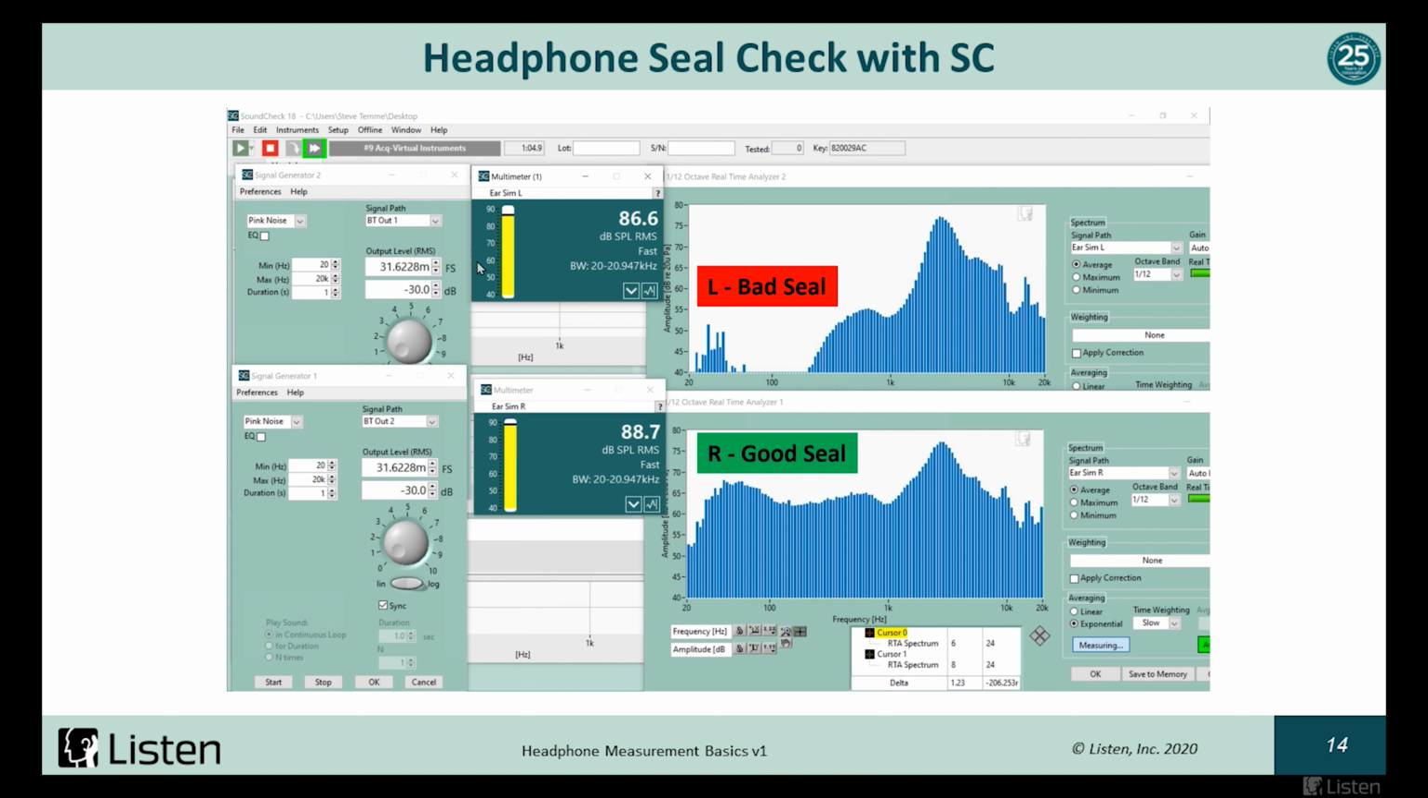I have 2 signal generators going, one for the left ear, playing pink noise, 20 to 20 kilohertz, and one for the right ear. I'm looking at the overall frequency response, and you can see that the left ear actually has a bad seal. So in other words, whether it's in-ear or even over the ear, I probably want to try to adjust it so that the left ear looks more like the right ear. It is kind of a relative measurement, and you just have to sit there and play around until you get the best possible seal.